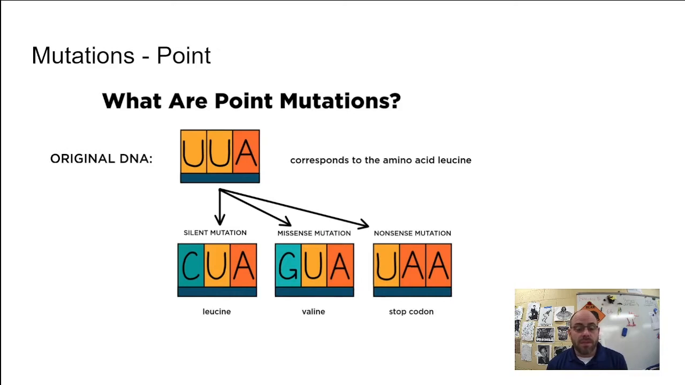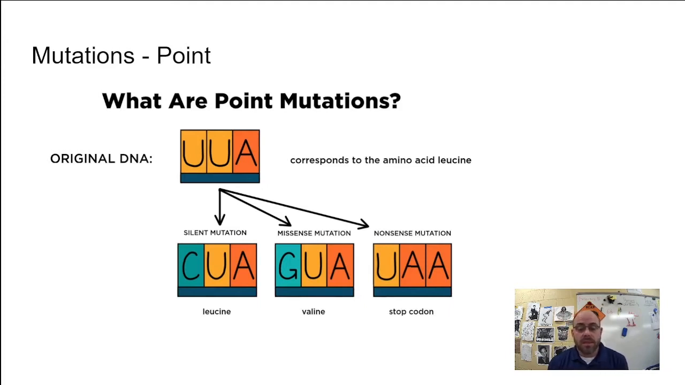The next one's called a missense mutation. Well, a missense mutation changes the amino acid, right? So instead of UUA, now I have GUA, which codes for valine, which is not leucine. So that's going to change the shape of that amino acid. That's going to change the function of that amino acid. This is probably going to cause an issue in the function of that protein. So that's a missense mutation.